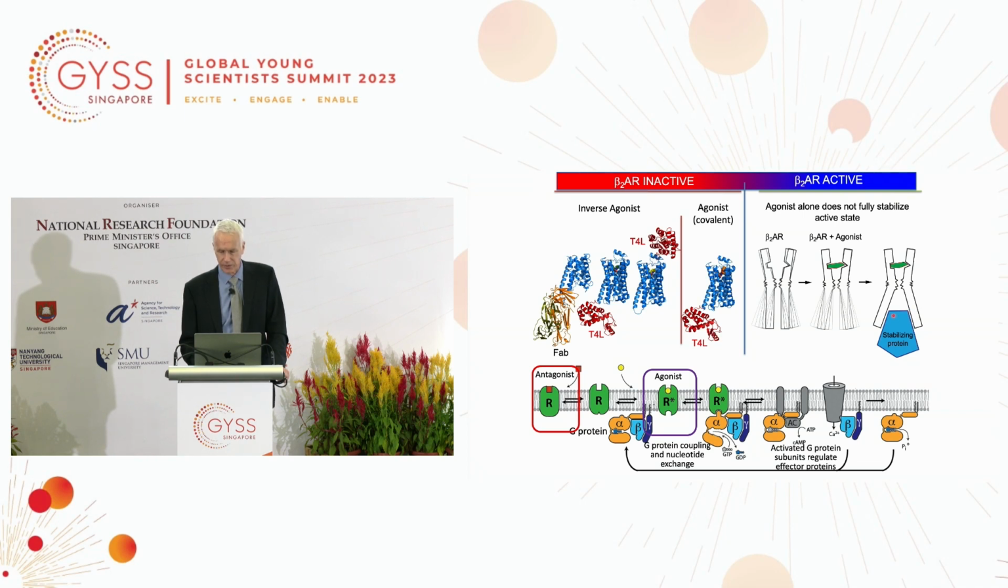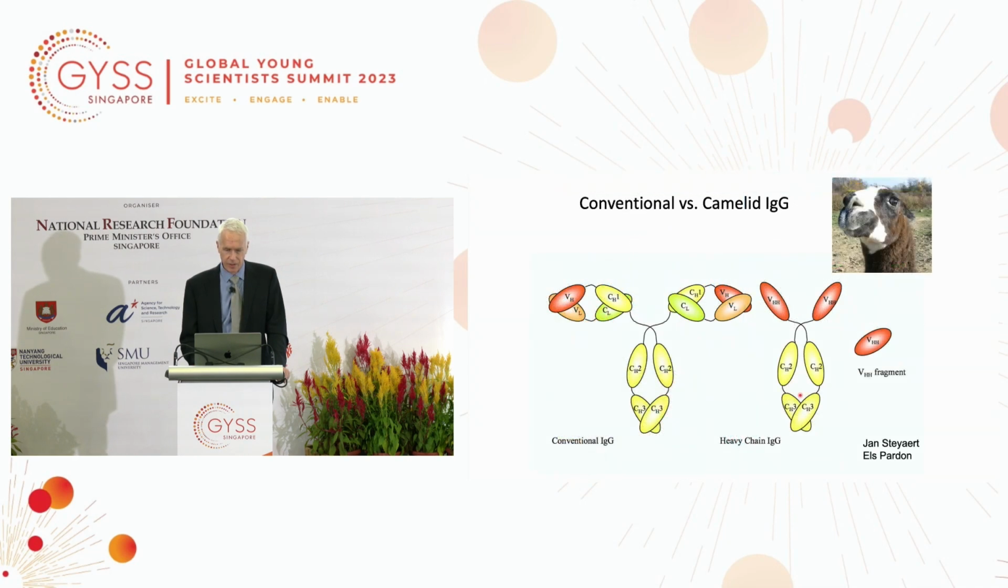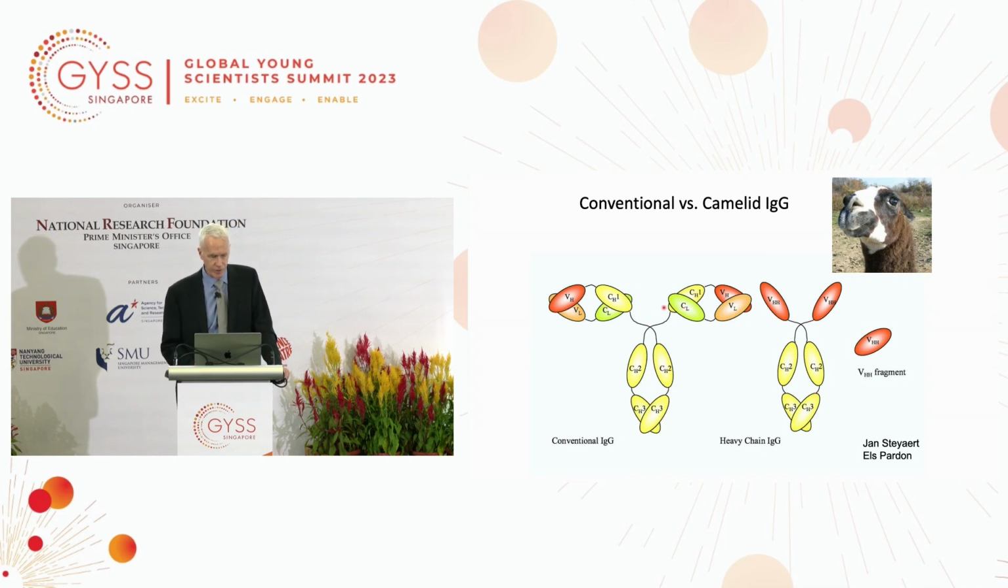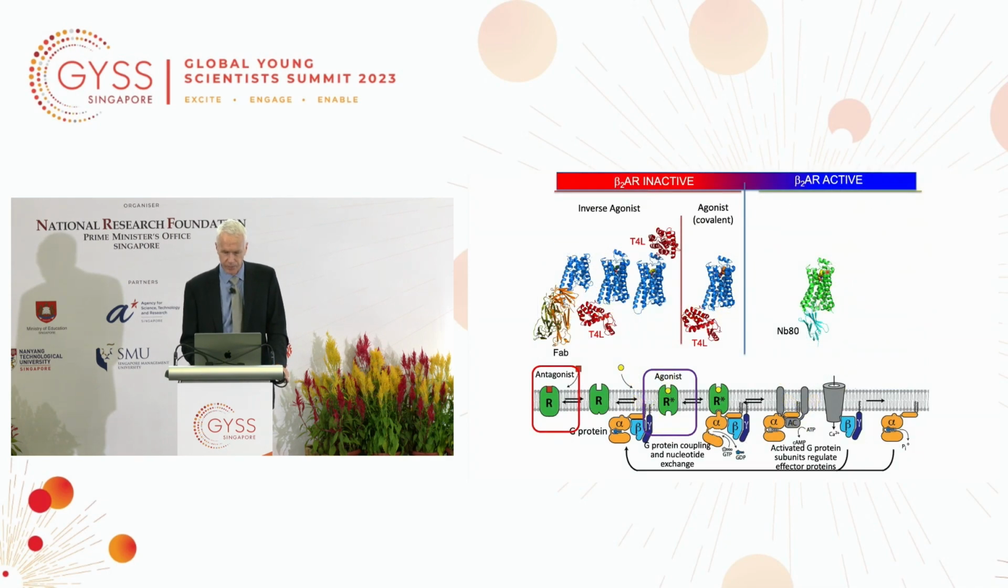However, we then started using a relatively new antibody technology, which were camelid antibodies or single domain antibodies called nanobodies. So these camelid antibodies, you can see, have single heavy chain compared to antibodies that we generate, which have heavy and light chain. And as a result, the variable component is a small oval-shaped protein that fits well into protein crevices and is useful for stabilizing them. So having a nanobody that recognized the active state of the receptor allowed us to get the first structure of an agonist-bound active state of the receptor.